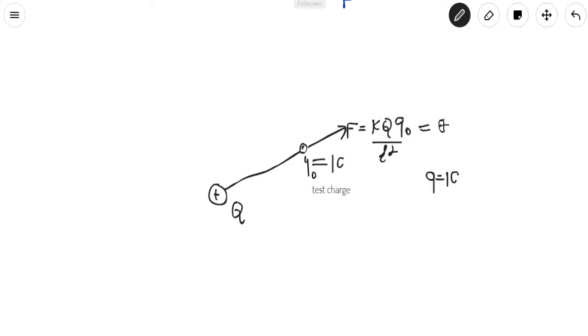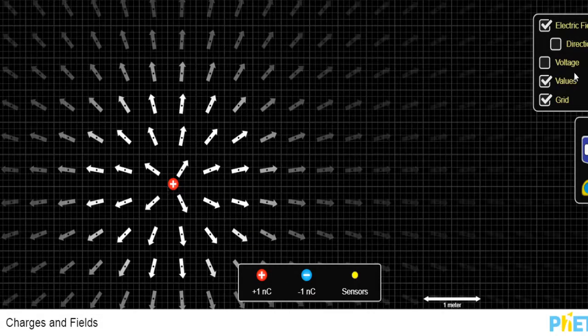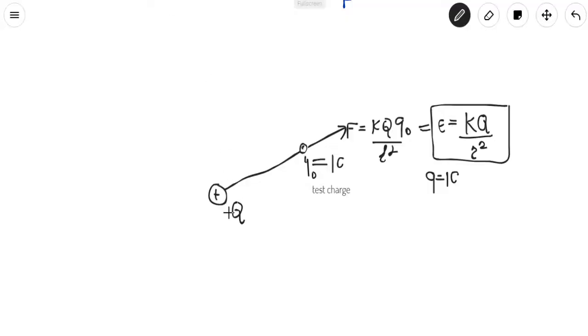Now, if we go any further, E is equal to k Q q naught over r square. The value of q naught is 1 coulomb, so writing 1 there has no meaning. So E is k Q by r square. You can look at the equation: the electric field is kQ by r square. So this is the electric field. Here in the space, suppose this is our charge, the capital Q, that we are going to discuss here.